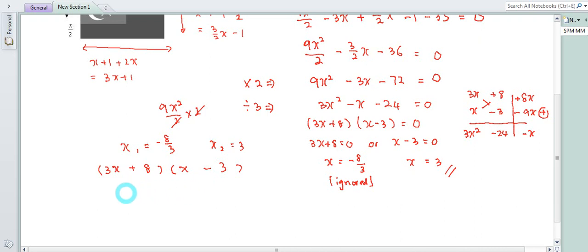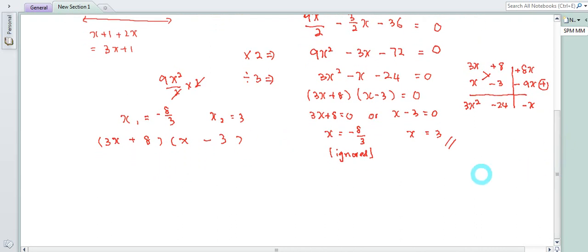Okay, let me give you another example. Let's say you key in all the numbers inside your calculator. Your calculator gives you x1 equal to negative 2 over 5.